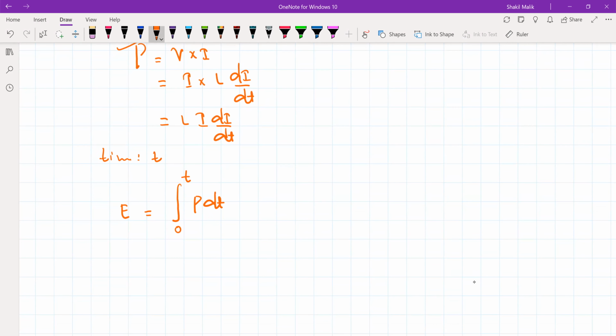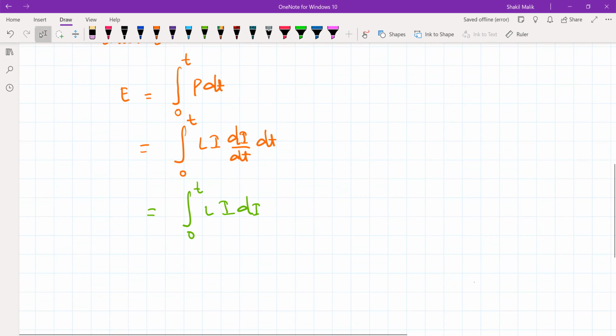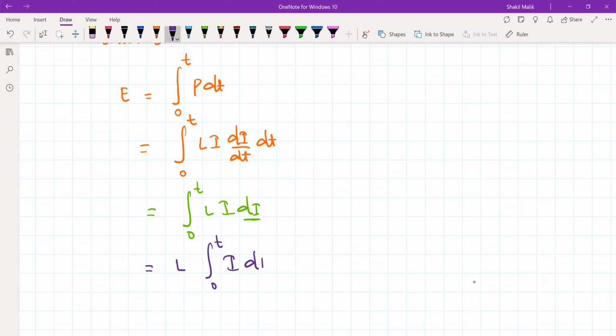So how much is the value of p? Substituting, we get L I di by dt. As you can see, dt and dt will cancel, so we are left with the integral from 0 to t of L I di. Now the integration is with respect to I, and L is a constant, so we can write it as L times the integral of I di.